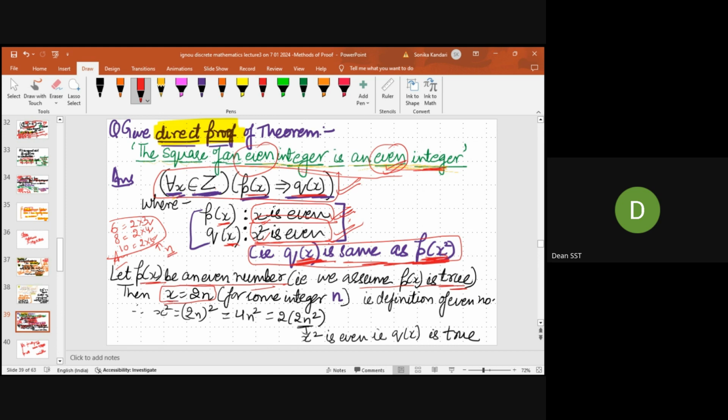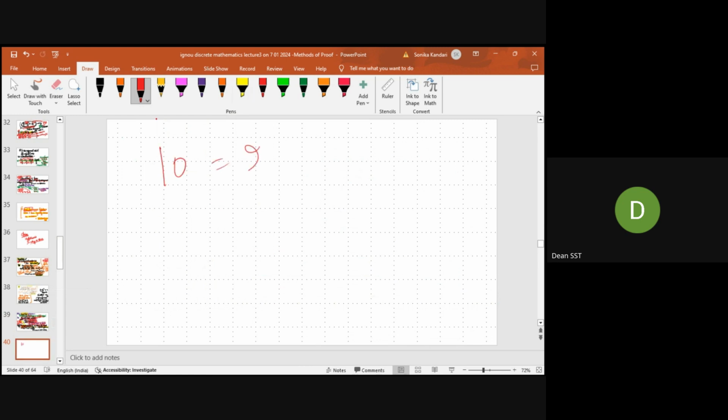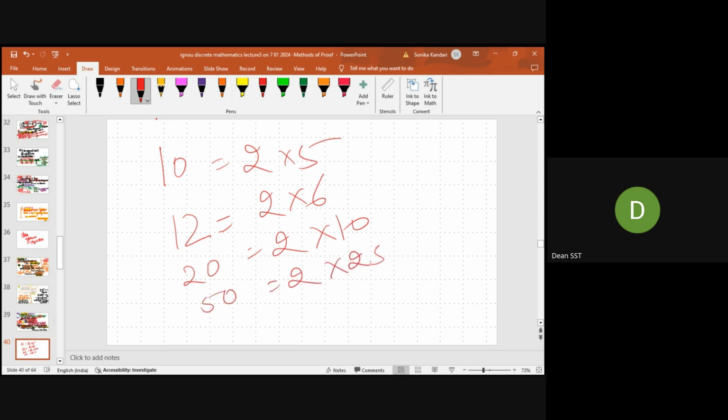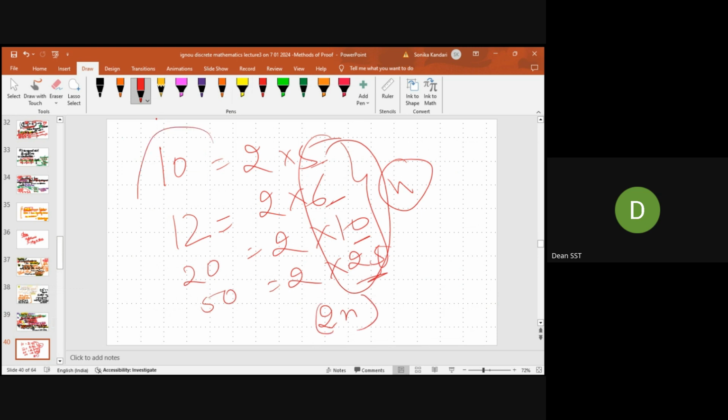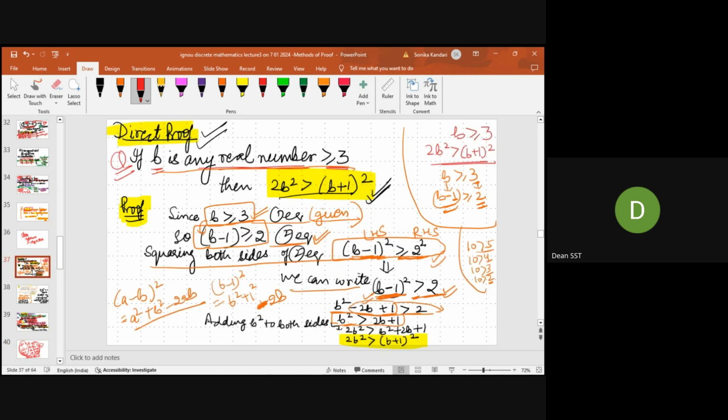So we can write x is equal to 2n for some integer n, like 3, 4, 5. This is from the definition of an even number. We can represent any even number as a multiple of 2. Suppose I have 10, so 2 into 5. I have 12 as an even number, so 2 into 6. I have 20, so 2 into 10. I have 50, so 2 into 25. So this is n. And this is px, where x can be 10, 12, 20, 50, and so on. So x is equal to 2n. Is it clear, class?